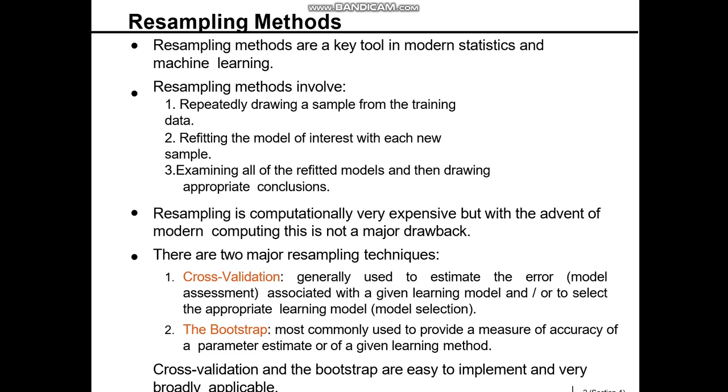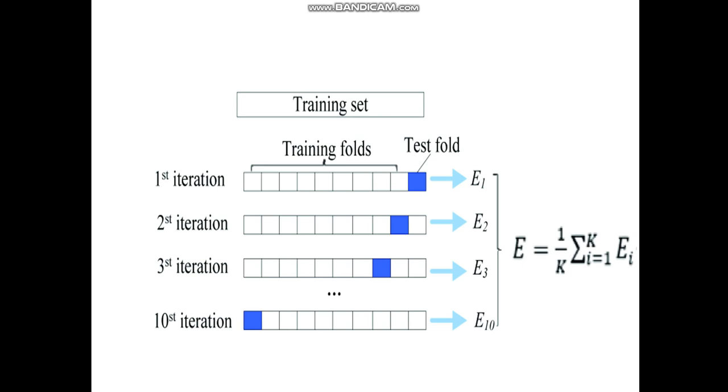There are two types of resampling methods that are most commonly used: cross validation and bootstrap. What cross validation does is that it estimates the test error of a specific statistical learning method, or selects the appropriate level of flexibility of that method. The other method that is most commonly used is the bootstrap method, and it helps us understand the accuracy of the parameter estimates for a certain statistical learning approach or method. So these two are the most commonly used methods.